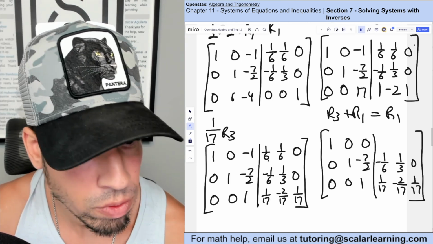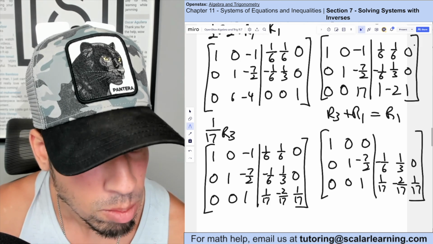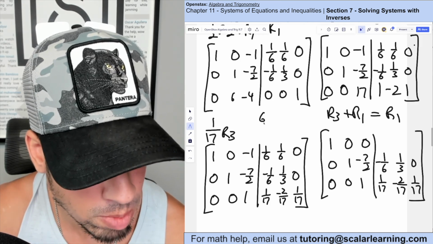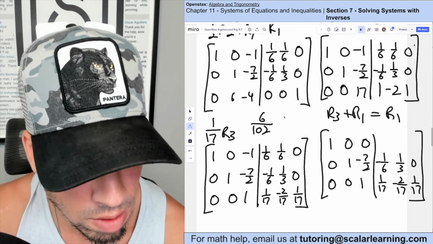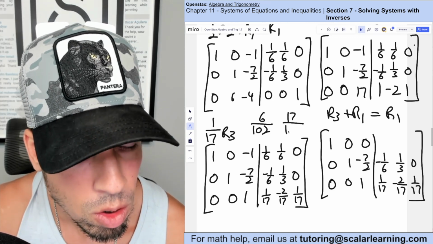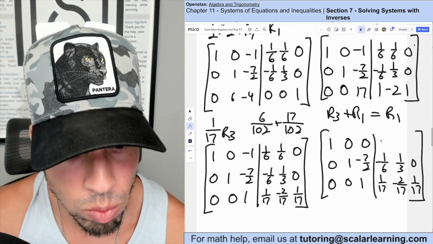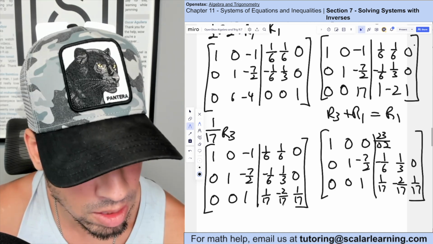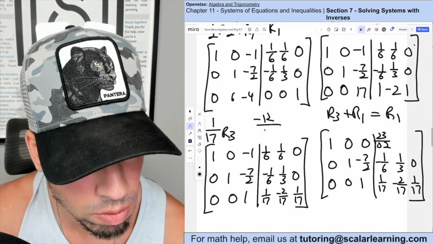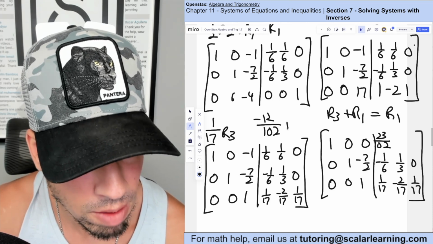Then we got 1 over 17 plus 1 over 6. So we're going to have to get common denominators. Multiply this one by 6 over 6. That should be 6 over 102. Multiply this one by 17 over 17. That's 17 over 102. You add those together, that's 23 over 102. Then for these two, same thing, I'm going to multiply by 6 over 6. That's negative 12 over 102. And then plus multiply this by 17 over 17.